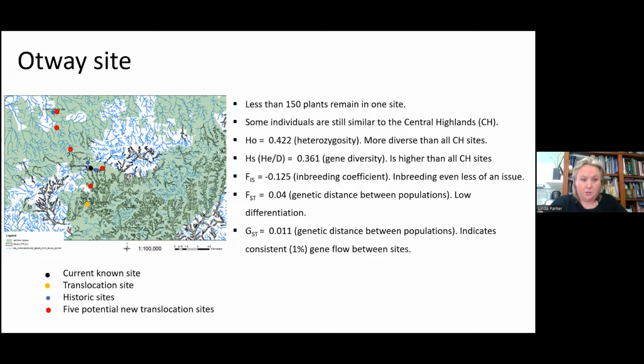And the little map there shows that there's only one current known site. We've translocated it to a site in the south, and there were historic sites further north that were hit by wildfires in the 1920s, and they no longer exist there. And so we identified from some species distribution models potential new sites where we could translocate into. And then obviously we have to make sure they're disease-free and herbivore-free before we do that.